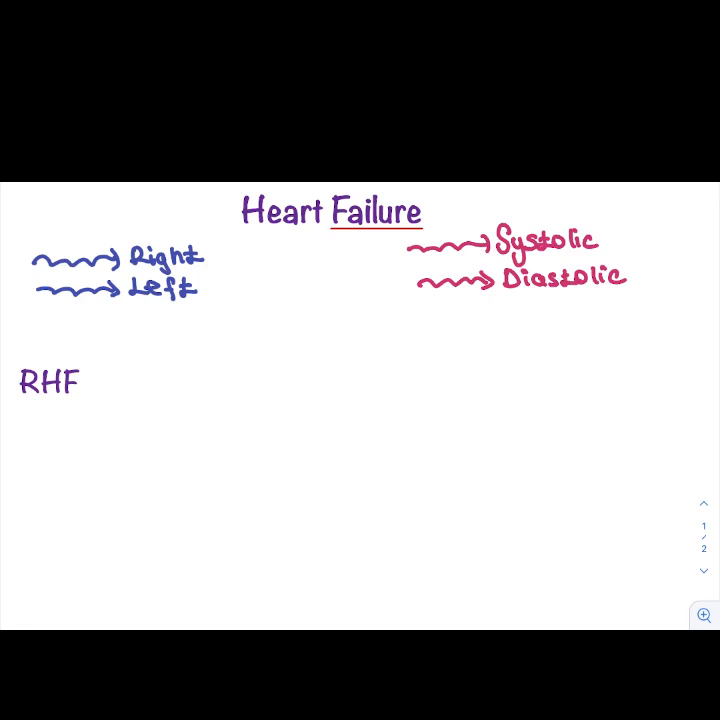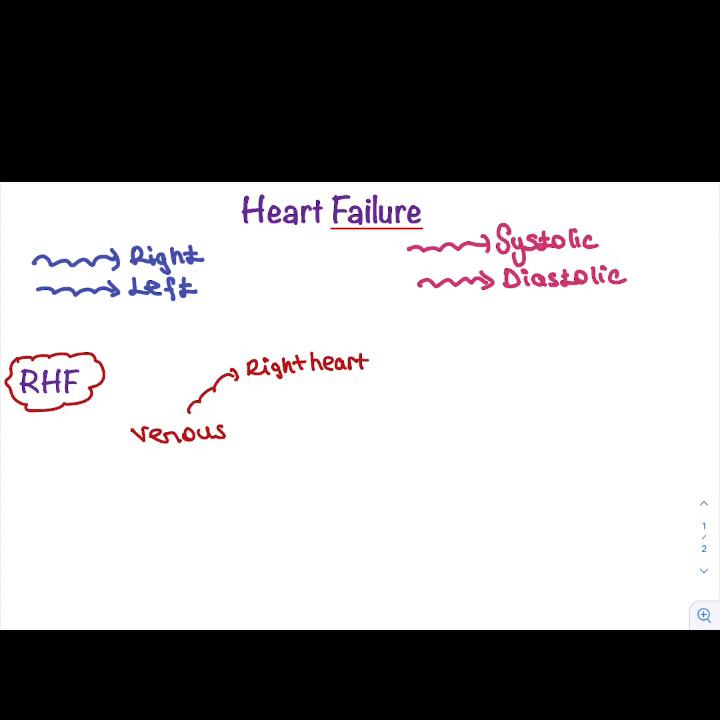Today we are going to briefly talk about heart failure. Heart failure mainly divides into four categories, like right and left, systolic and diastolic. So in order to understand it better, you need to think simple. Let's begin with right and left heart failure.